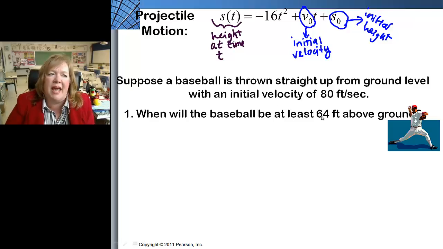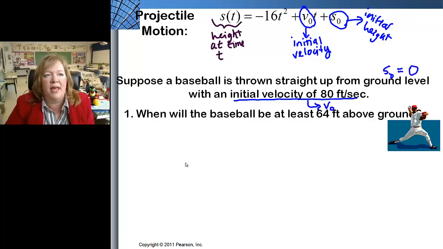When will the baseball be at least 64 feet off the ground? At least 64 feet. So that means it's 64, 65, 66, and so on off the ground. So we're going to have an inequality. So when we look here, we're going to put that in for v sub 0, this in for your ground level because you're 0 feet above the ground.